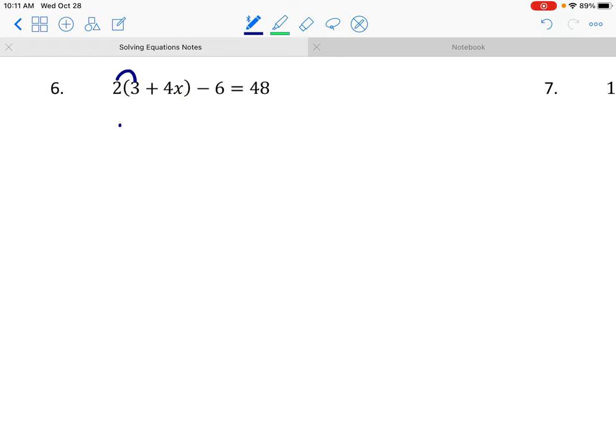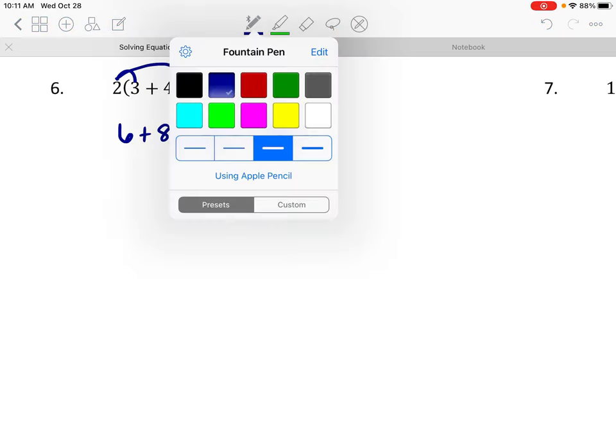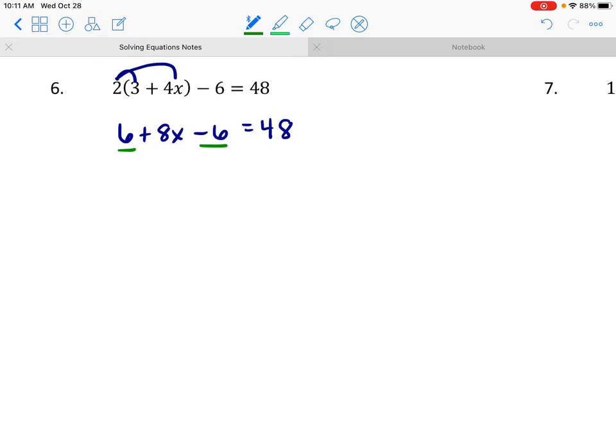2 times the 3 is going to give me 6 here, and then 2 times the 4x is going to give me 8x. Now the parentheses end, so the distributing stops, and that minus 6 will just come down, and the equal and the 48 come down too. Now again, I can combine like terms. I'm not done simplifying here, because these constants, the 6 and the negative 6, can go together. So if I have a 6 and I take 6 away, those cancel. That's going to leave me 8x. Bring down the equal, bring down the 48, and now it's just one step to solve.